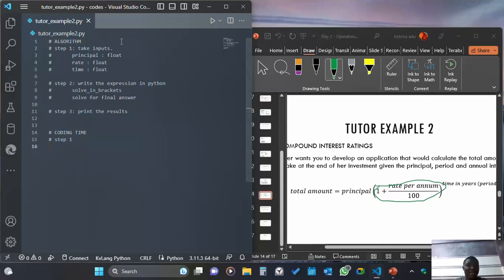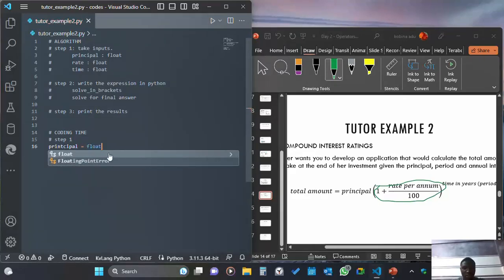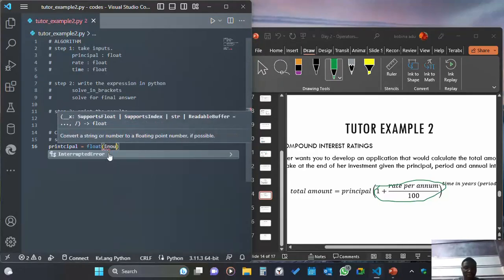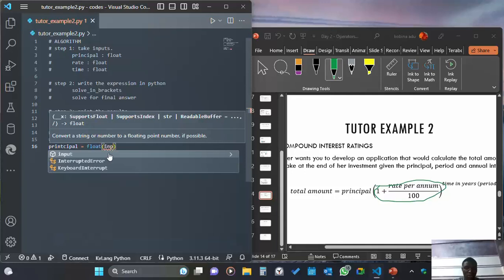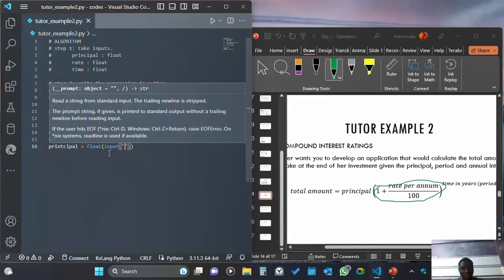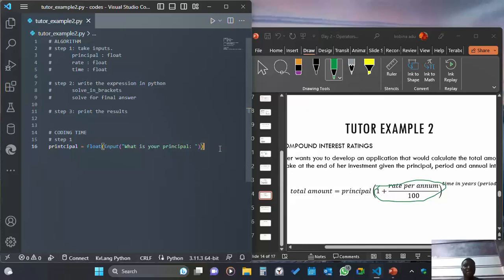So with our step one, we say we are taking in inputs, right? We are taking in 3 inputs. One of them is what? The principal. And the principal, we want it as what? A float. Then we say input, maybe, what is your principal? Something like this.